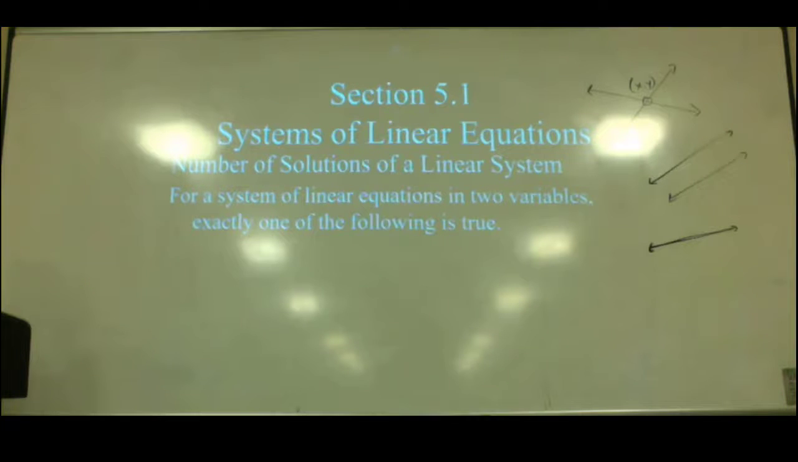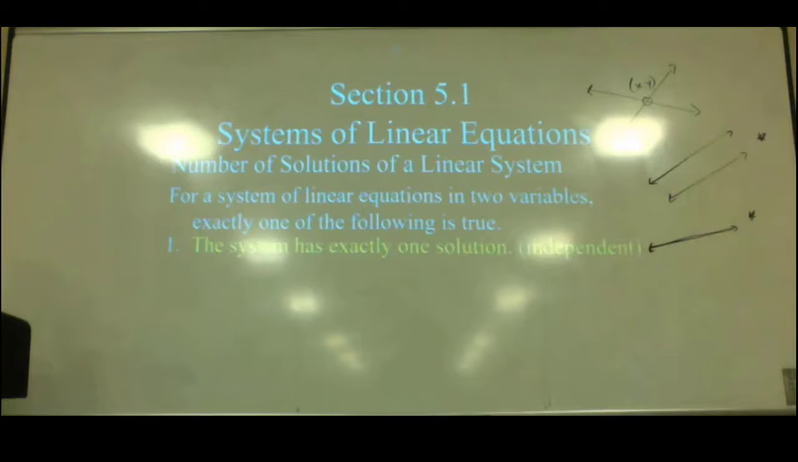Okay, so these two are kind of special cases. The one where the two lines intersect in one point, that's probably the most common case, but these are two special cases that we will take a look at tonight. So let's get to this.